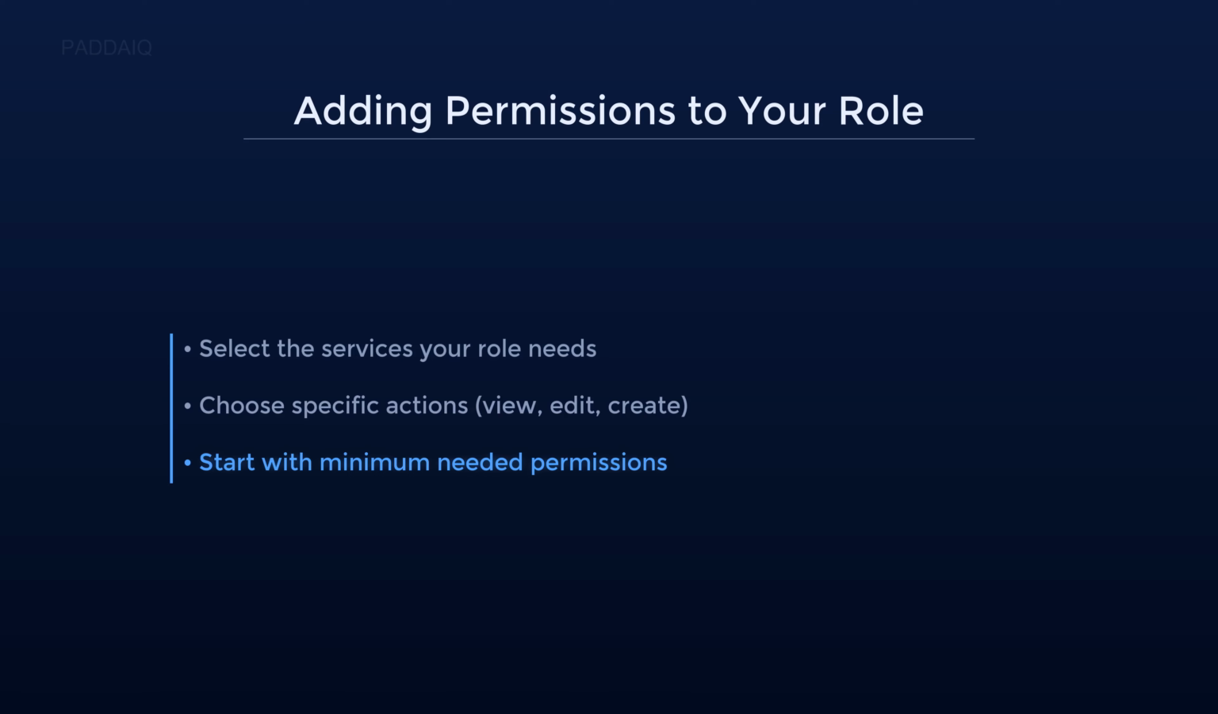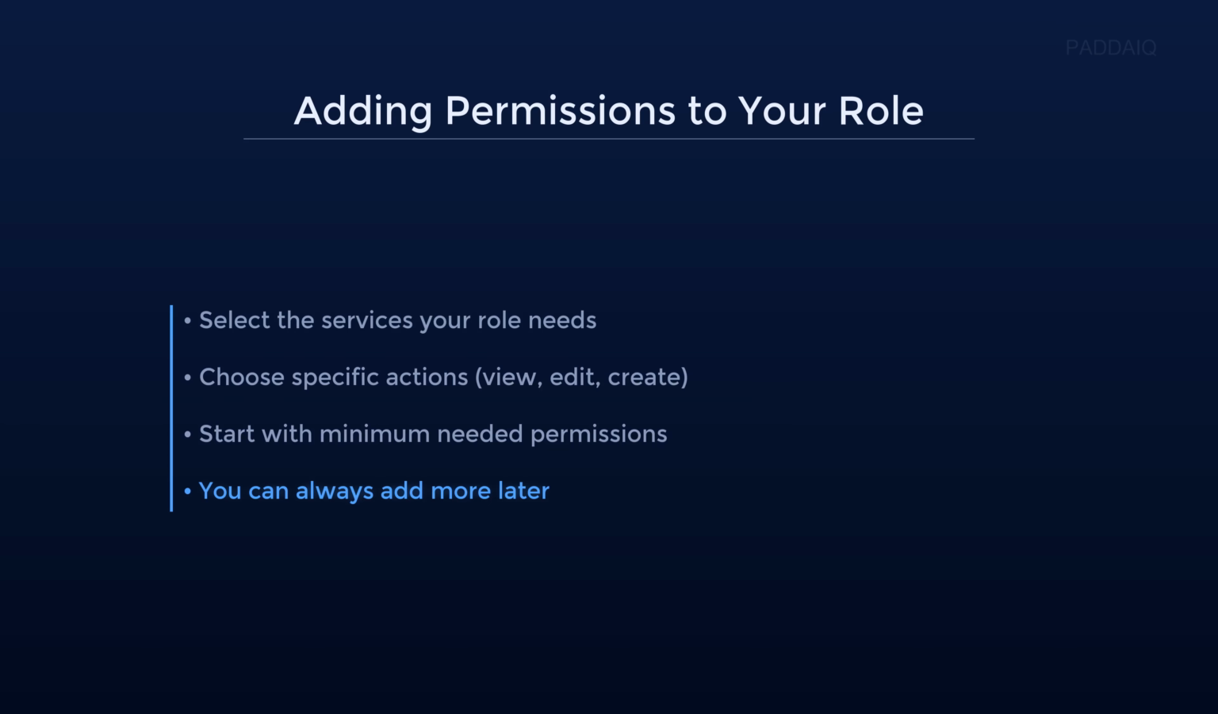Start with minimum needed permissions. This means granting only the essential access required for a role to function. For example, a sales role may need read access to customer data but not delete rights. This principle reduces security risks and ensures users have just enough access to perform their duties effectively.